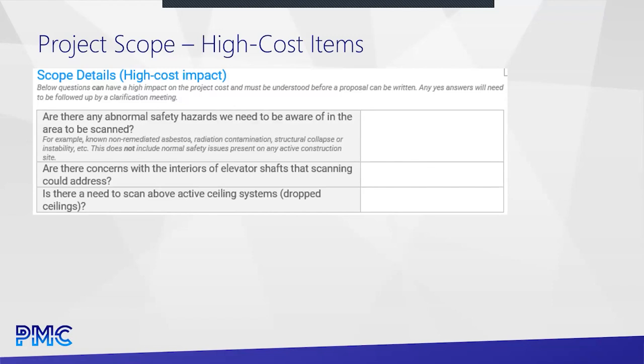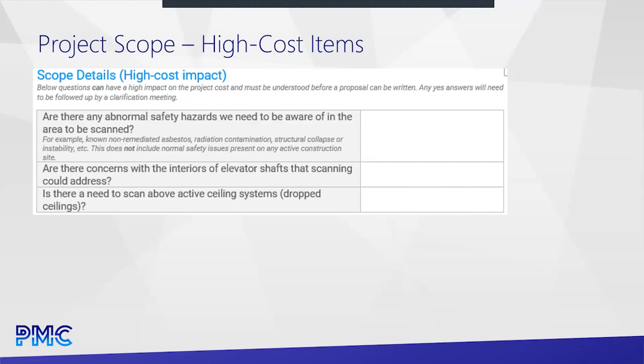Abnormal safety hazards. This is a big one. If we walk into your site, all of our guys are trained enough to recognize asbestos. If we walk in and we find asbestos and it's not properly contained, we're going to immediately leave the site and send you a bill for everything up to that point.